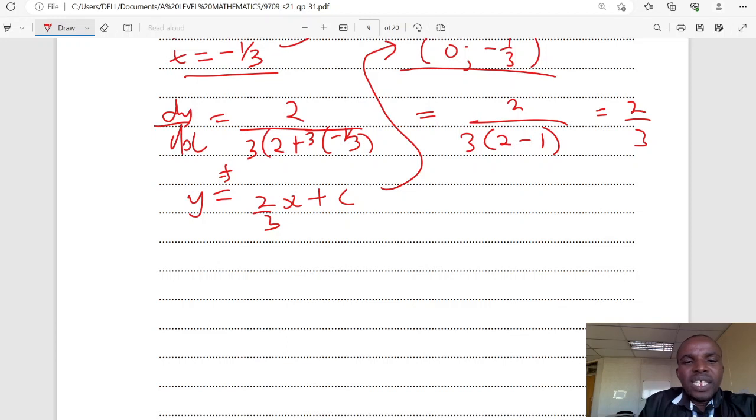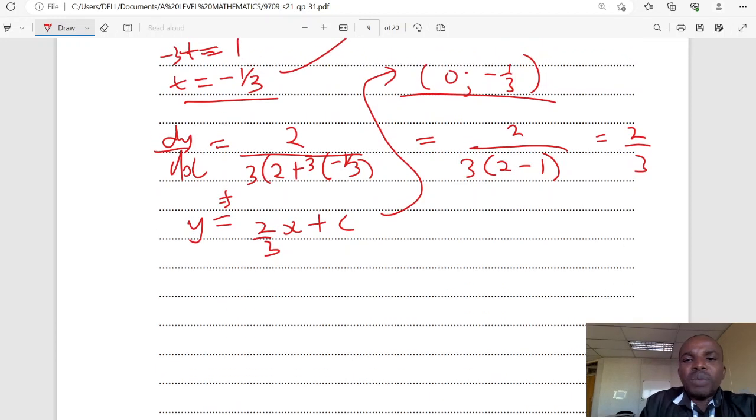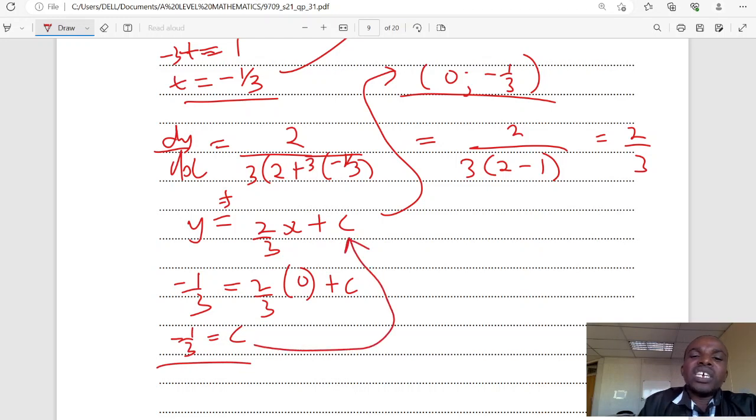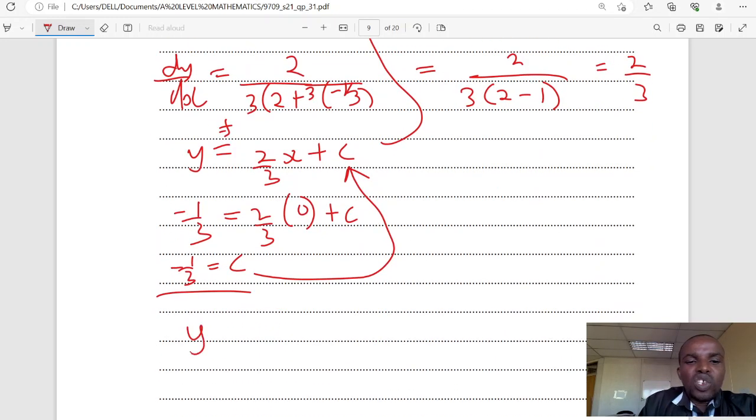So where there is x, I put 0. Where there is y, I put negative 1/3. So it will be negative 1/3 equals 2 over 3, where there is x you put 0, plus c. Right, let's find the value of c. 2 over 3 times 0, that one is 0 already. So I can get my c as negative 1/3. I can take this value and substitute it here. Then that will be my equation. So it will be y equals 2 over 3x minus 1 over 3.